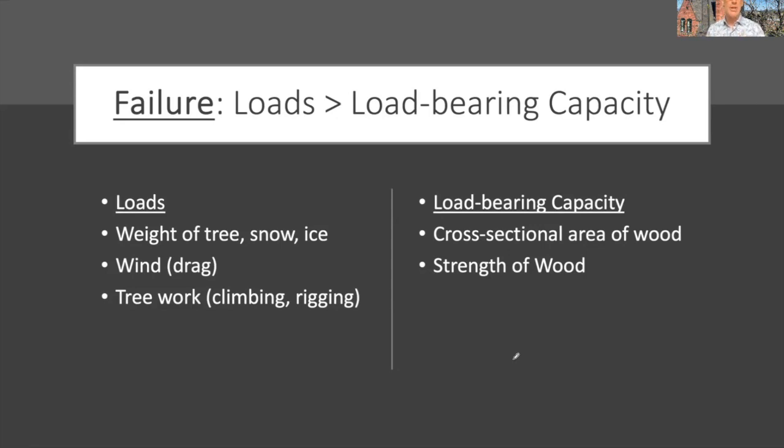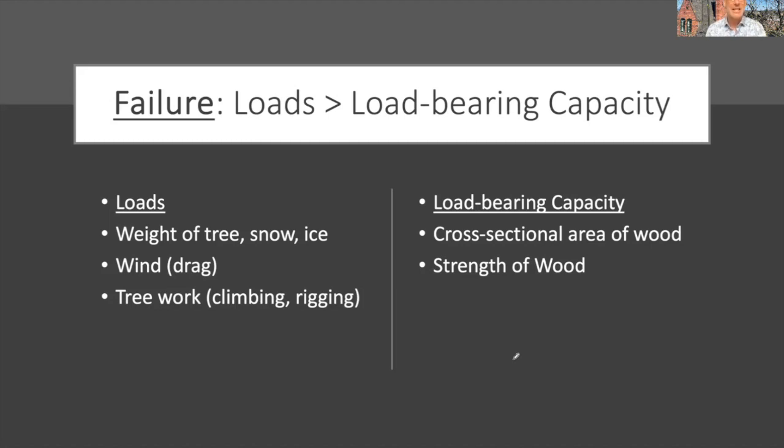So if there are enough loads, like a really strong wind, or an ice storm or a snowstorm, those high magnitude loads could cause a tree with no defects, no decay, no weak unions to fail. They can cause any tree to fail as long as the loads are great enough. Even what appears to be a structurally sound tree can still fail because the loads have exceeded the load-bearing capacity.